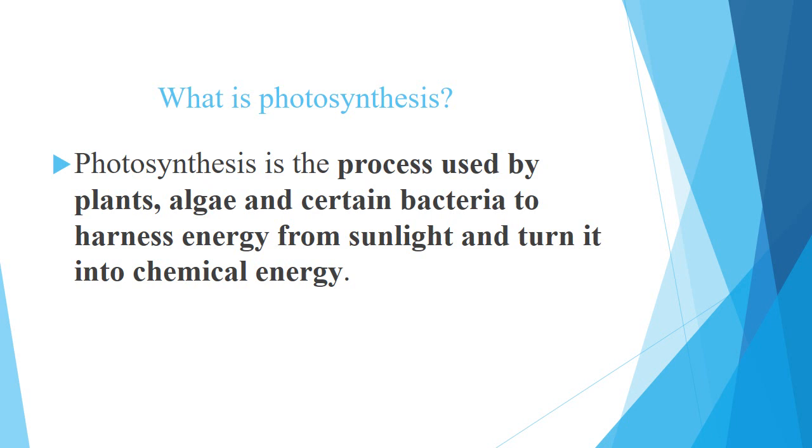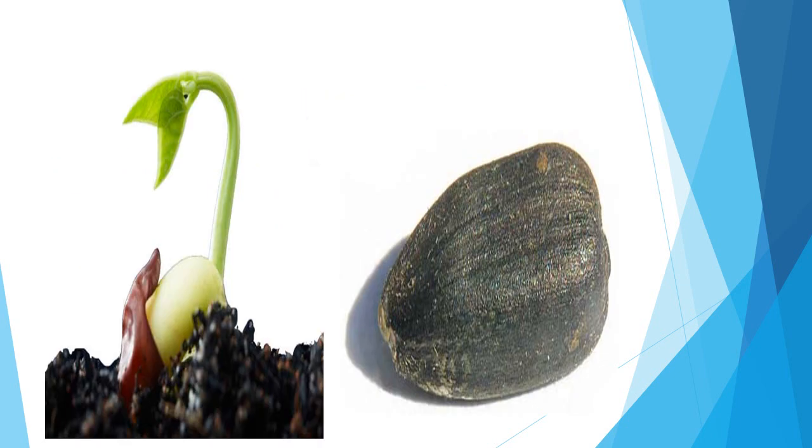What is photosynthesis? Photosynthesis is the process used by plants and algae and certain bacteria to harness energy from sunlight and turn it into chemical energy. This is how a germinating plant looks, and this is how a seed looks.